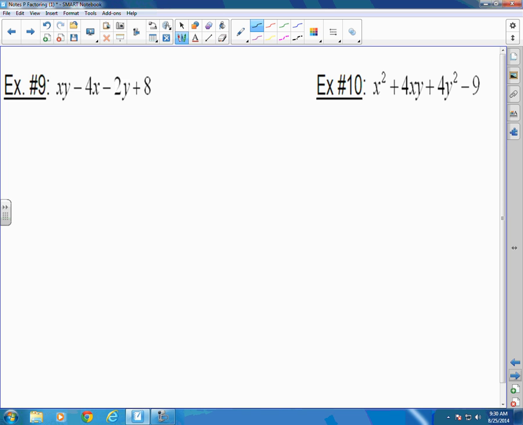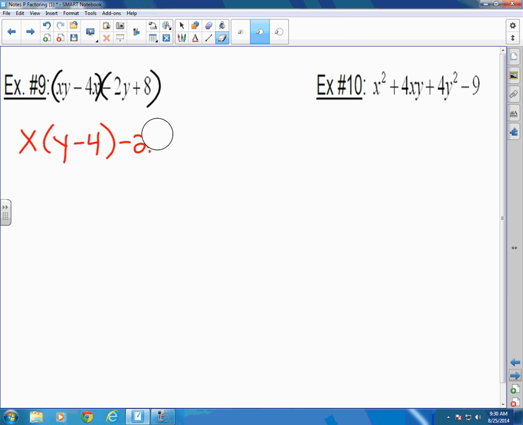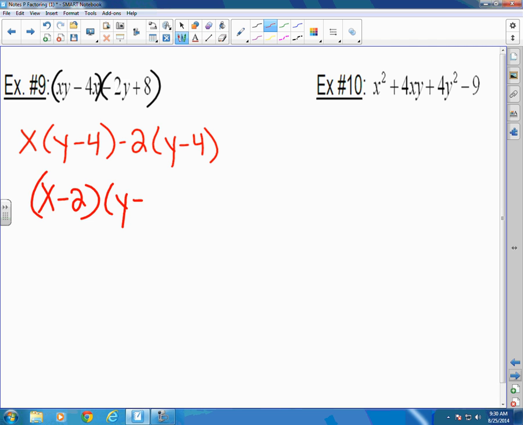All right, so looking at this, grouping the first two and the last two together. Again, if you want to rewrite it and group two different terms together, you can, but this one you can keep the same as is. First one, they would have an x in common, and then I would have y minus 4. The second one has a negative 2, so pulling out the negative 2, I would have y minus 4. And then x minus 2, y minus 4. That one I think was fairly straightforward.